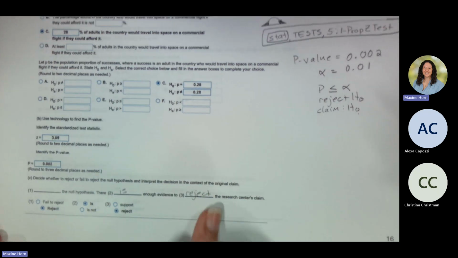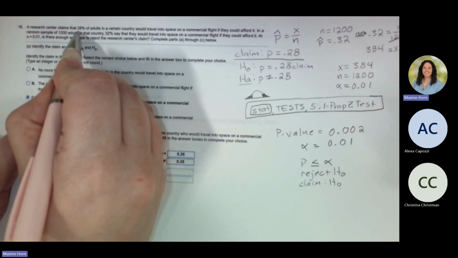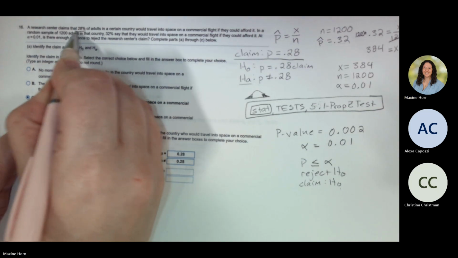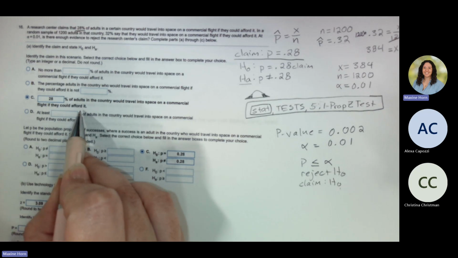And I mean, I just jumped down here, but really, I guess we should probably fill things in from the top. Okay, so identify the claim and state the null and alternative. So 28% of adults in the country, this is the claim, would travel into space on a commercial flight if they could afford it.